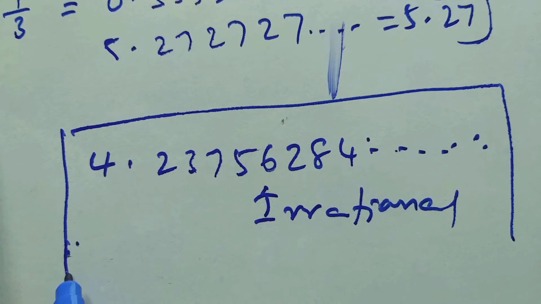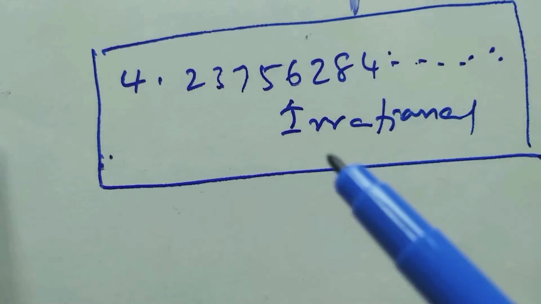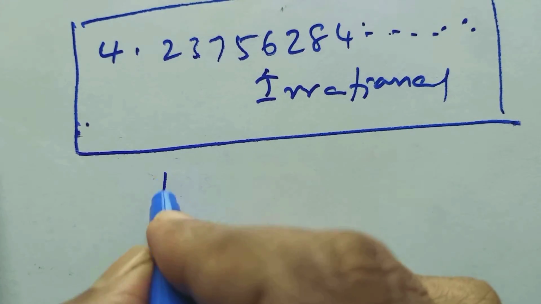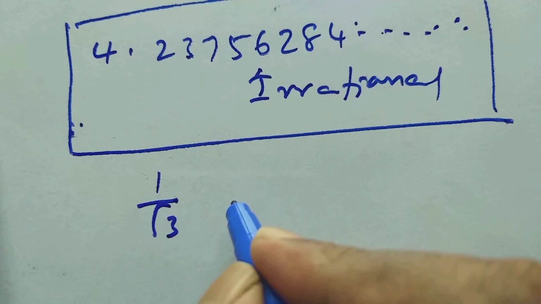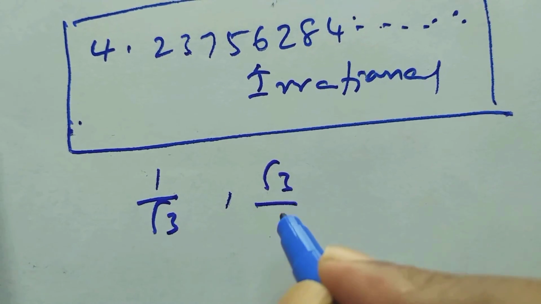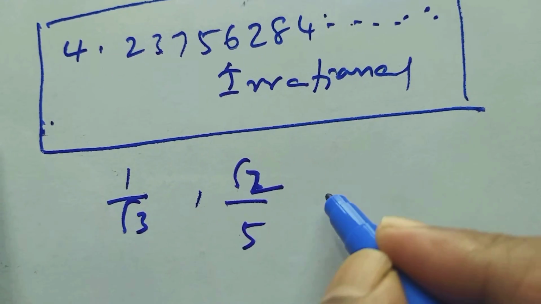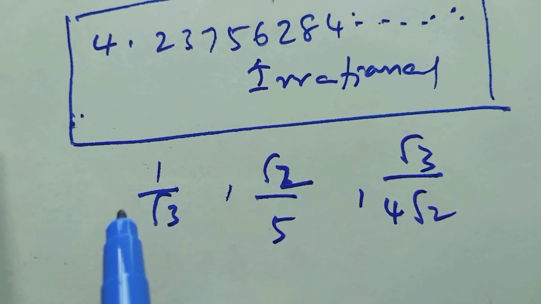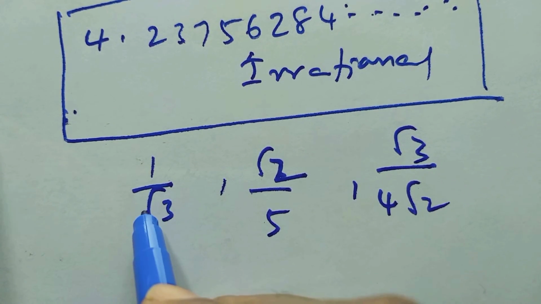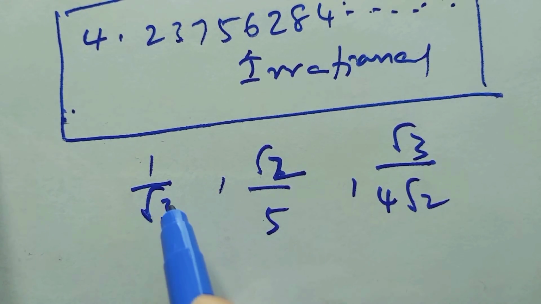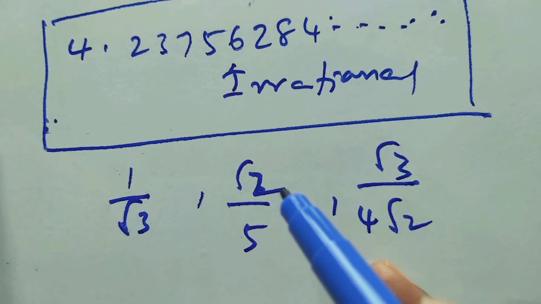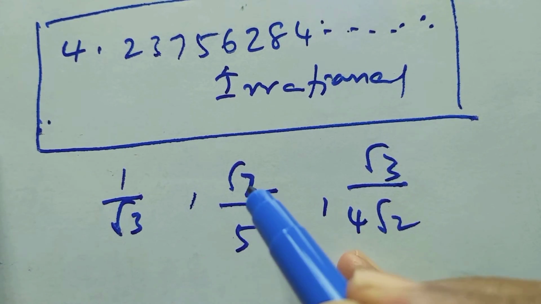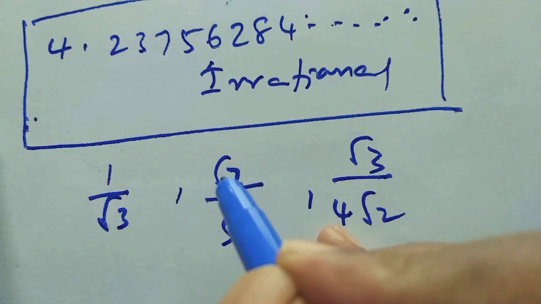Clear? Now are there any fraction-type irrational numbers? Yes. For example, 1 by root 3, root 2 by 5, root 3 by 4 root 2. Here only in the denominator or numerator you find a root number, and you cannot simplify it. Root 3 has no exact square root value. So this type of numbers, root 2, are irrational numbers.